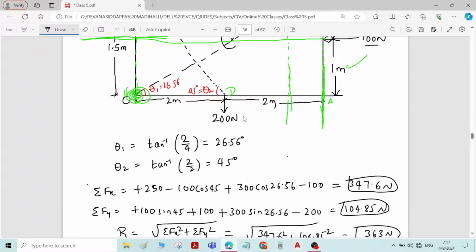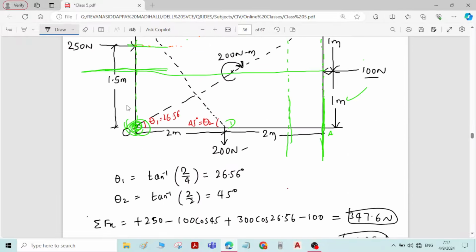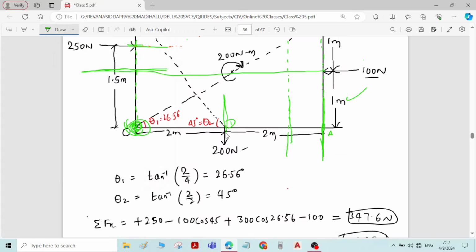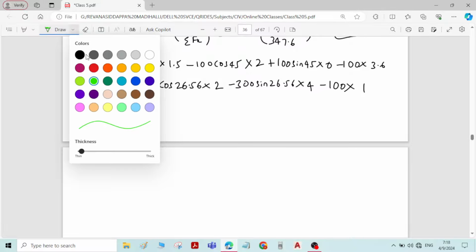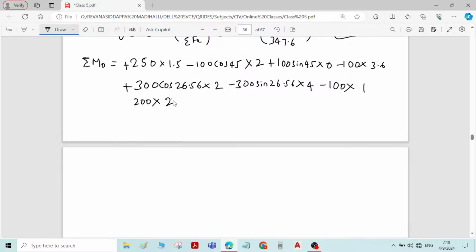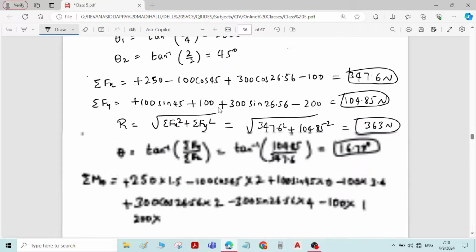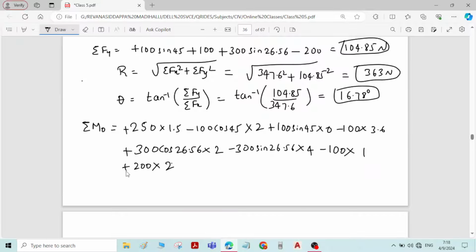So finally we are left with this 200 Newton force. 200 into, the line of action of the 200 Newton force is this. We have the point O here. Distance of point O from the line of action is 2 meter, and about point O, if we apply a downward force at this edge, the plate will rotate in clockwise direction. So sign is plus.